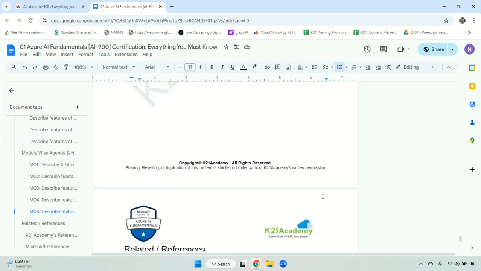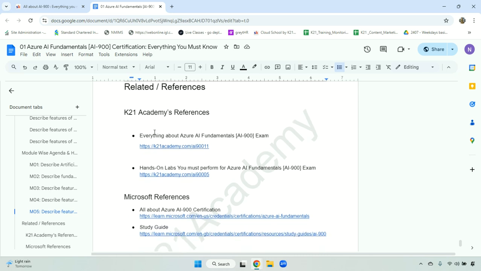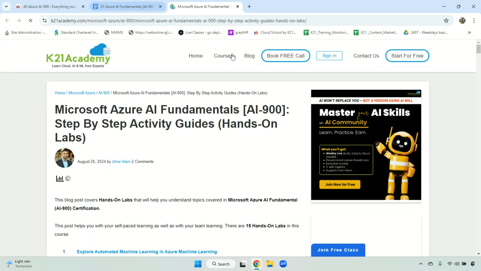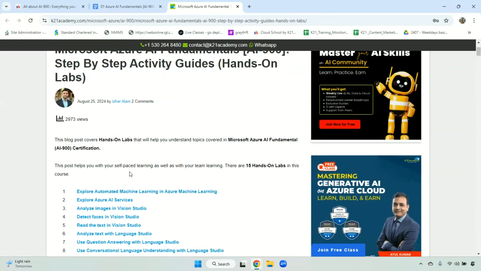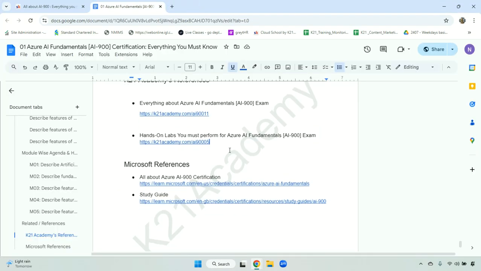Proceeding further to the next part, these are some reference links which we have provided. If you want to go through K21 Academy's references, like everything about the Azure AI Fundamentals exam, we have provided the link for it. If you want to go for the hands-on lab, you can go through this particular link. We have included the link for that as well. You can navigate through these links and get more information about these things.